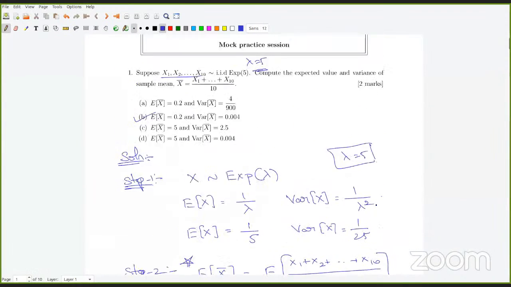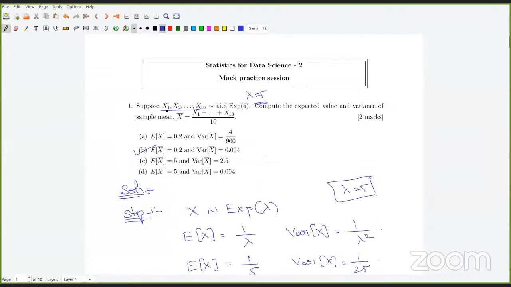So in the question, it is given, right? These x1, x2, x10 are random variables which are independent of each other, and they have distribution identical to exponential with parameter 5. So each xi follows exponential 5, and x1, x2 to x10 are independent of each other. That is what IID means, right? Independent, identically distributed. When we say exponential 5, lambda equals 5. Is it? 5 is lambda here.